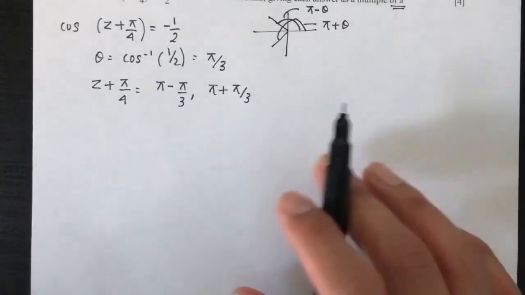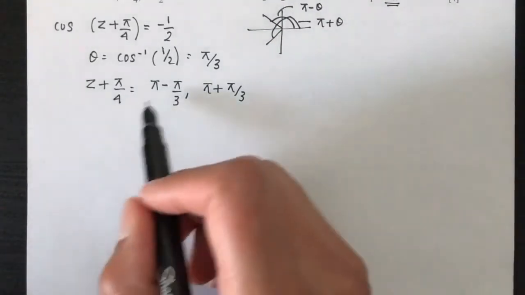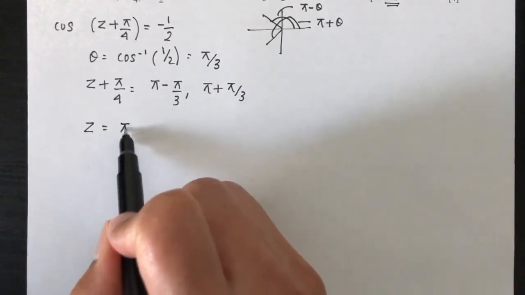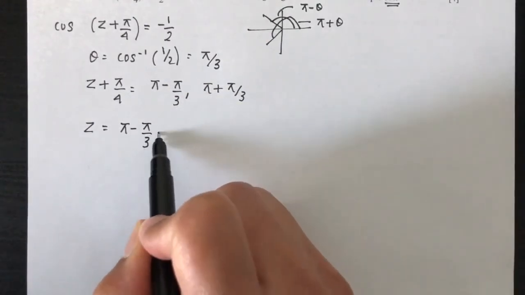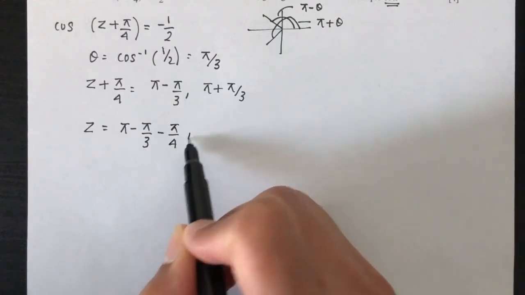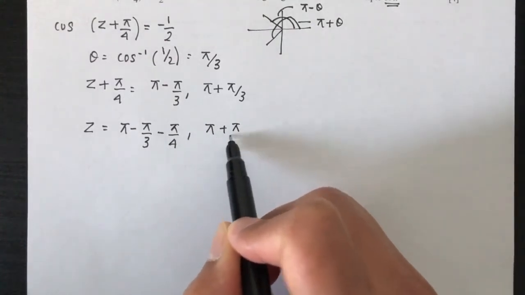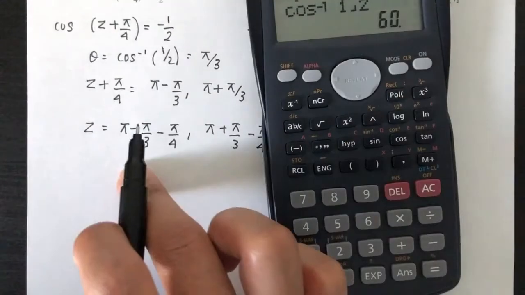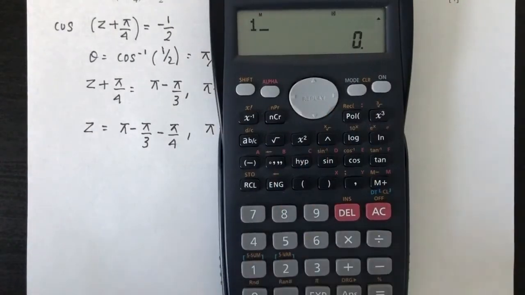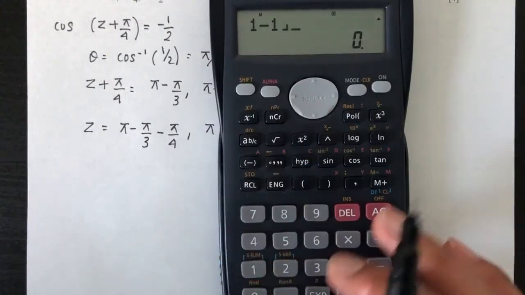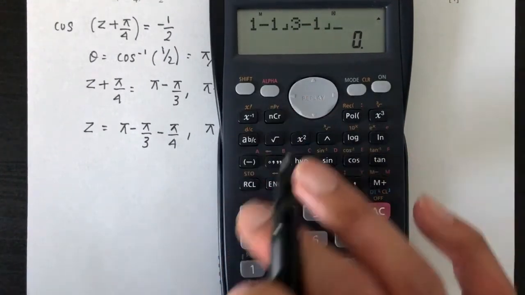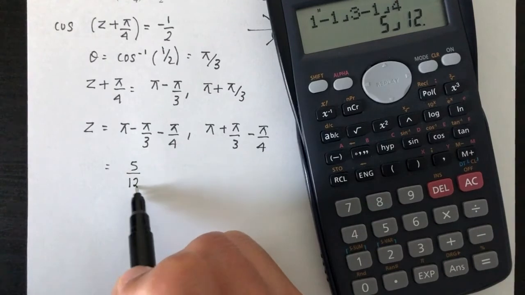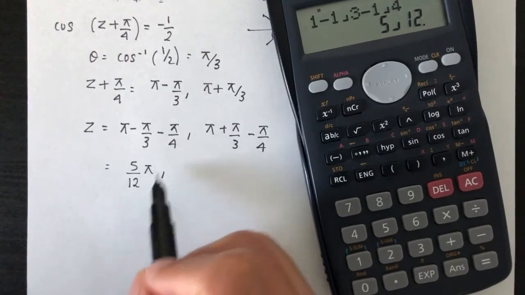Now let's solve. So z will be equal to, so that will be this for the first value, minus pi by 4, and then for the second value, minus pi by 4. So let's simplify. For the first one is pretty easy. That is 1 minus 1 over 3 minus 1 over 4. That should give you 5 over 12 times pi.